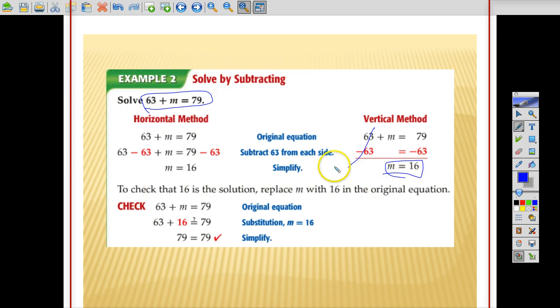You can check your answer by putting the 16 back into your original problem. So if you have 63 plus 16, does that equal 79? Yes, it does. So that means your answer is correct.